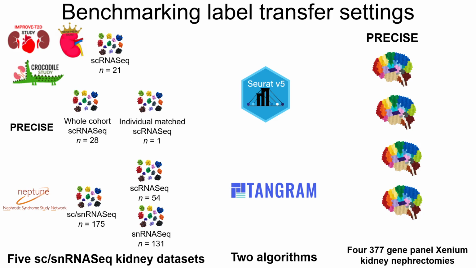To review this slide again, we're going to end up with 5 single cell and single nuc kidney data sets. We're going to take the cell types from those, apply a label transfer with Seurat and Tangram, and map those cell types onto our PRECISE samples, which are from the 377 Xenium gene panel.